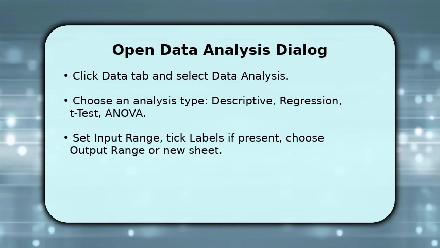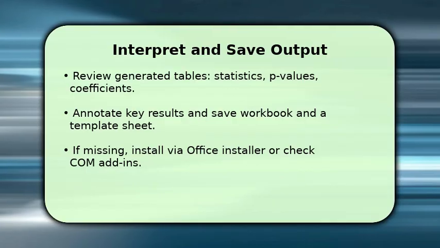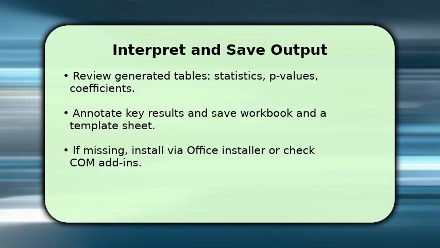You finish by reviewing the output tables immediately. Look for p-values, coefficients, r-squared, means, and standard deviations to interpret findings. Once done, annotate cells with conclusions and create a template sheet or a macro if you'll repeat the steps. This saves time later. Make sure to save the workbook.